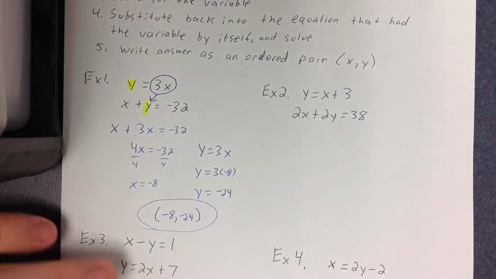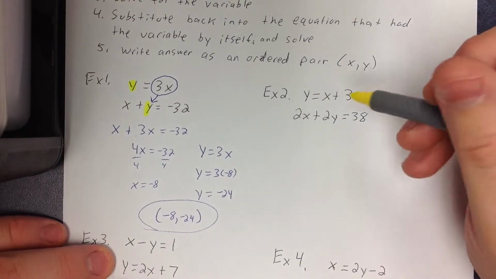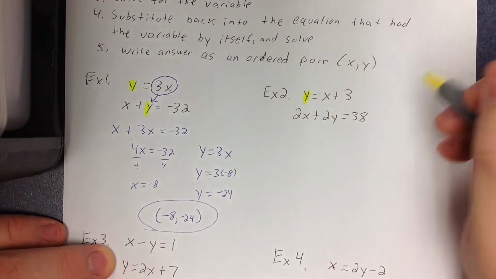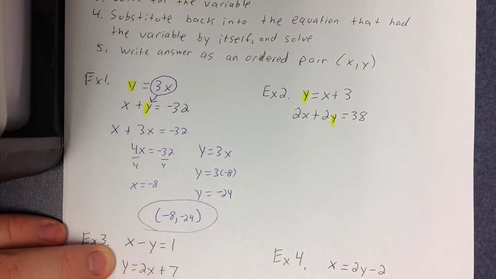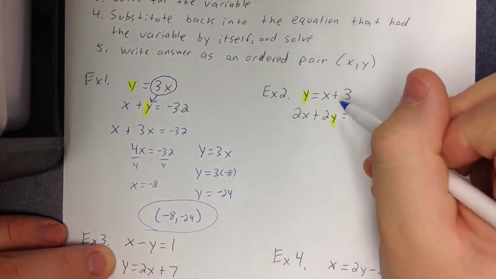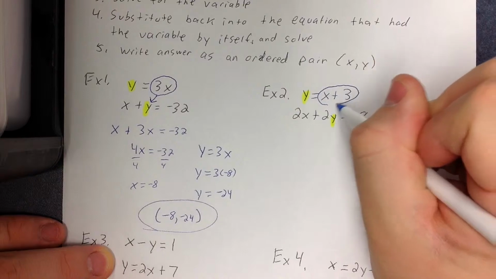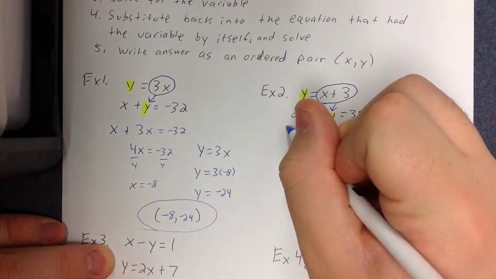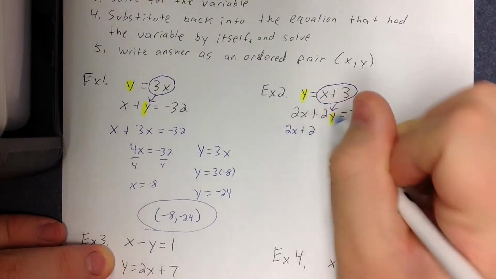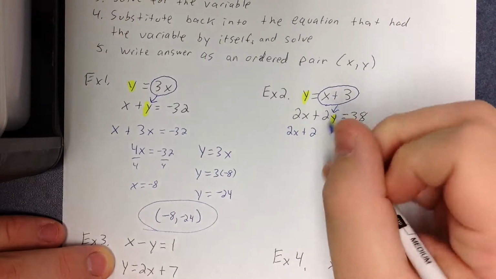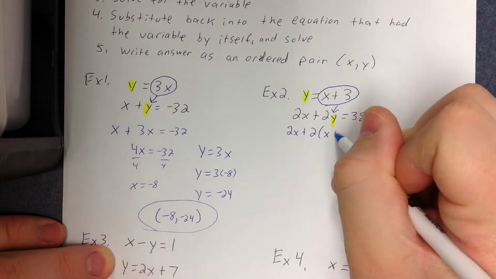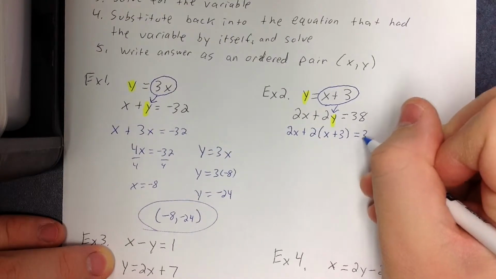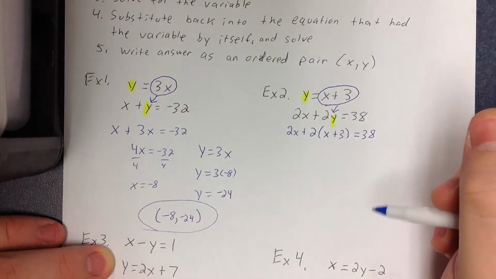Okay, the second problem up here. We look for a variable that's completely by itself, which again is the y. So that means in the second equation, the y is what I'm going to substitute for. Now I'm going to substitute what it equals, which is x plus 3. So that gives me 2x plus 2. Again, I'm not going to write the y there. I'm going to substitute in x plus 3 equals 38. So I'm going to solve that using my 4 steps.